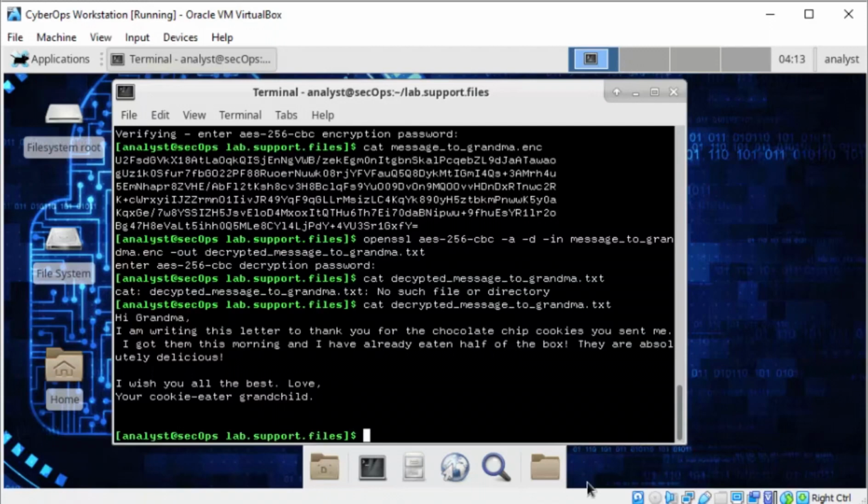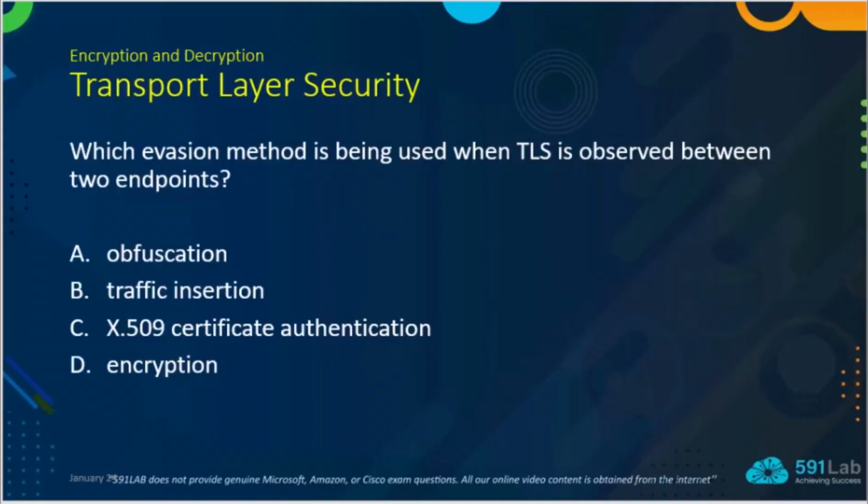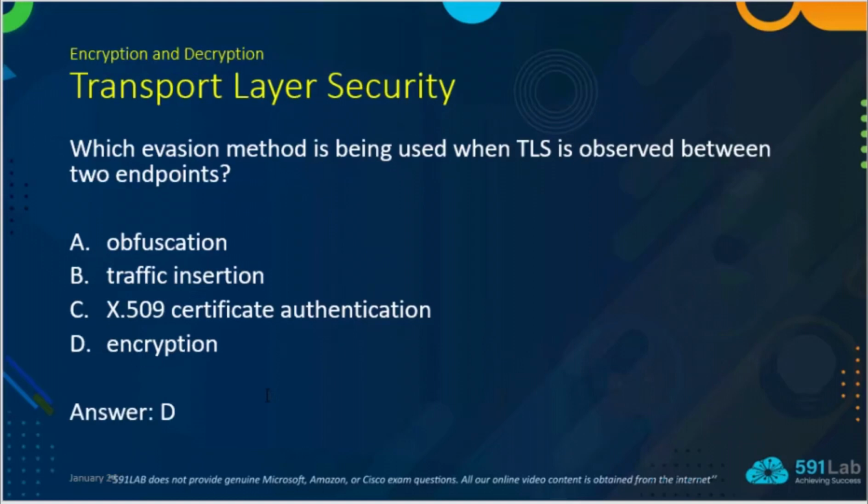So we are going back to our question now. We can see what TLS is doing within the two endpoints, which is basically encrypting the traffic. So which evasion method is being used when TLS is observed? When TLS is observed between two endpoints, it is encryption that we observe there. So let's move on to our next question. Our answer here is B.